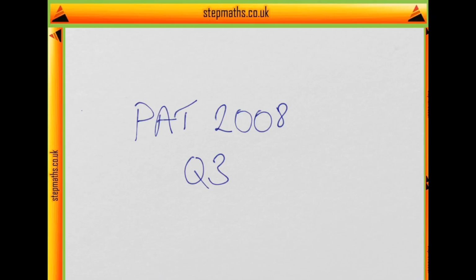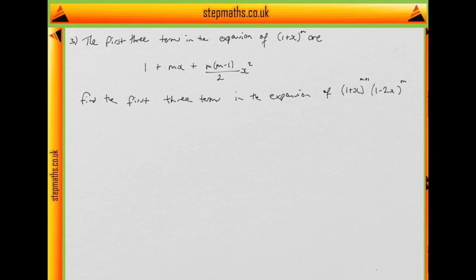Hi, today we're going through the PAT paper in 2008 looking at question 3. Question 3 says the first three terms in the expansion of (1 + x)^m are 1 + mx + m(m-1)/2 x². And I'm asked to find the first three terms in the expansion of (1 + x)^(m+1) times (1 - 2x)^m.